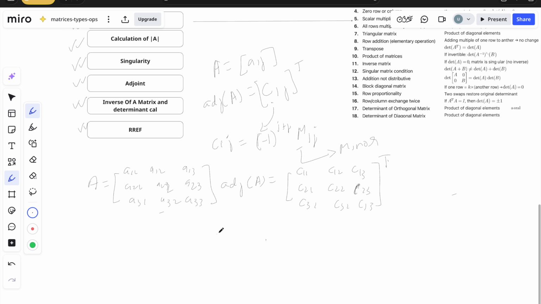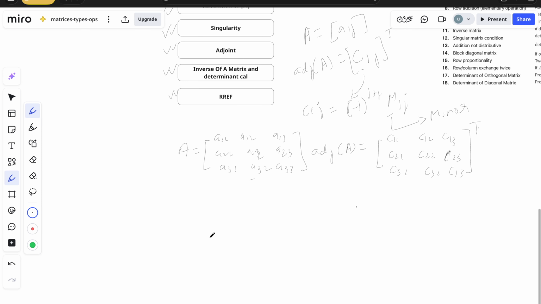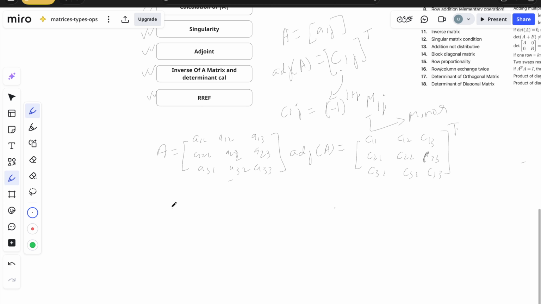Now let's solve an example for it based on the definition. So let's say, for example, we have a matrix. Let me just clear this out.